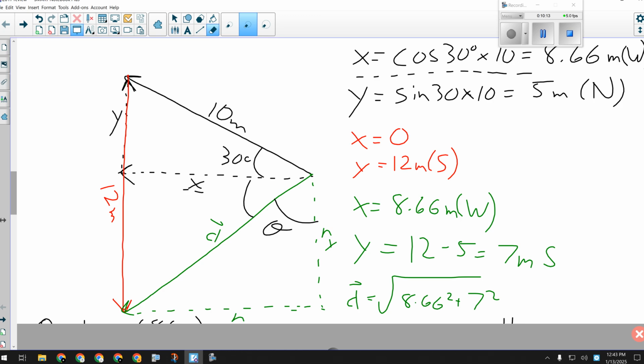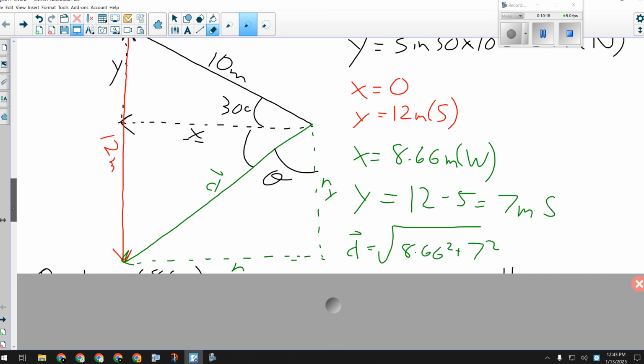So when I want to calculate my final triangle, I can draw it either way. You could draw it inside here if you wanted to, and that's fine, but the sides are still going to come out the same. The overall y component, I'm going to have to take the 12 meters south and subtract the 5 meters north. So I'll be left with 7 meters south. And then for the x component, that's easy because I only go west in the first one. So it's just equal to the first x component that I found. That's 8.66 meters west.